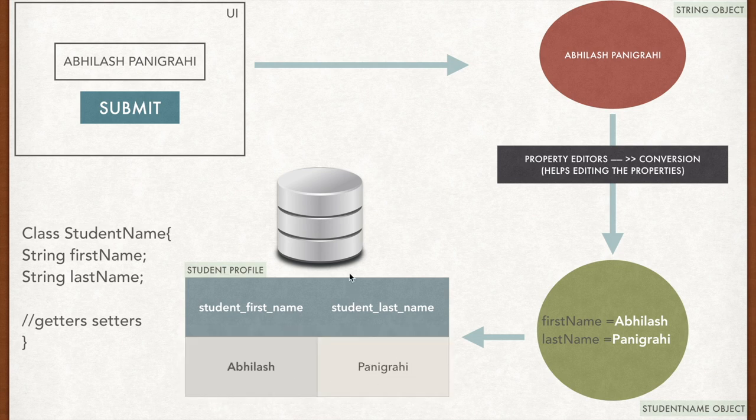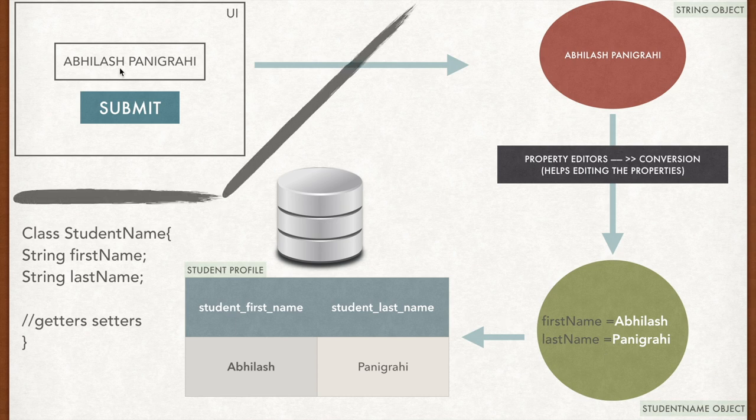So all these things are complex, but the end point is my user has given me data just like this as a string format. Then I have taken this data, I have used a property editor to convert this particular data, and then I can do anything with this particular object. I can play with this object, I can do any operation, or I can simply save this particular object to my database, okay? So here comes the property editor for the rescue.